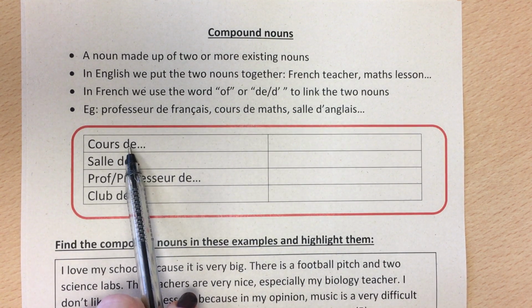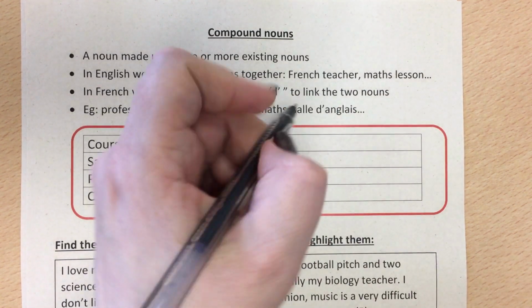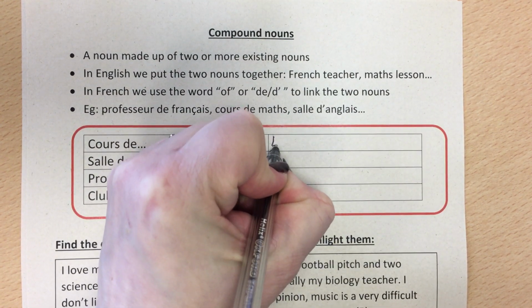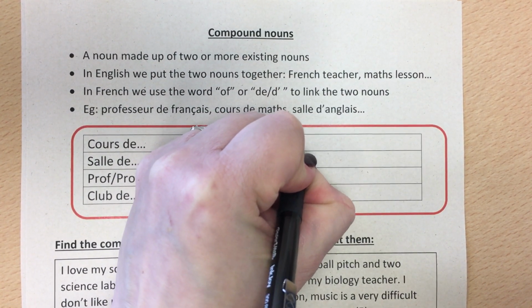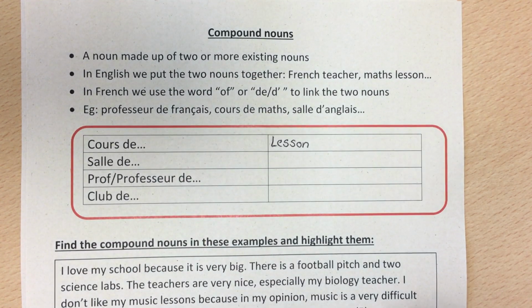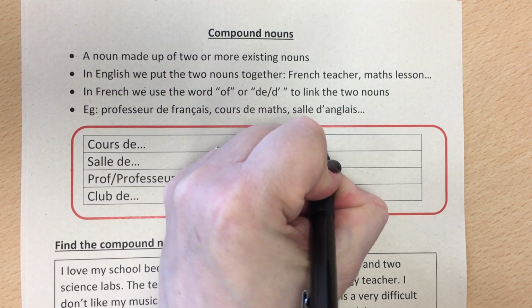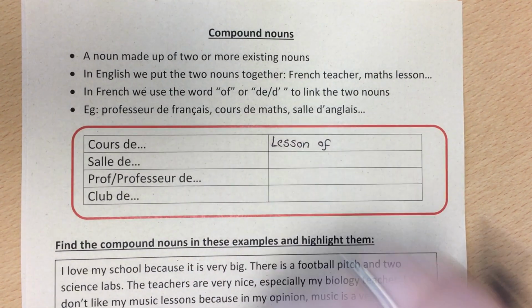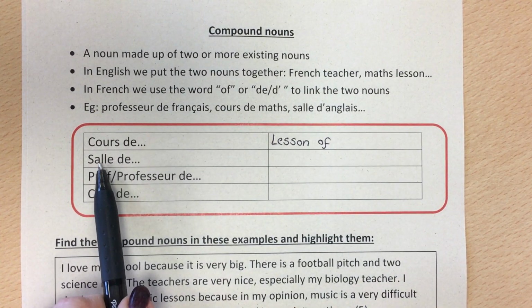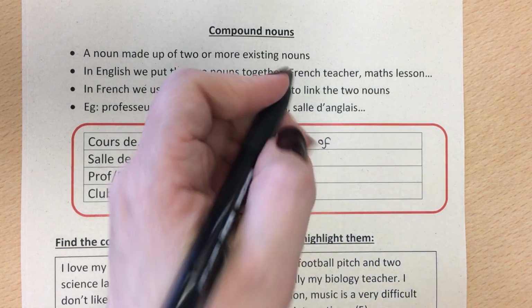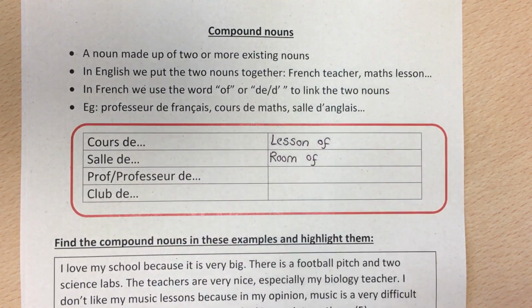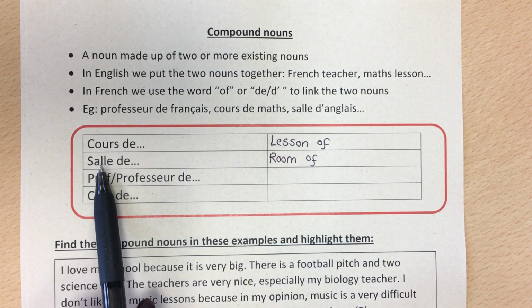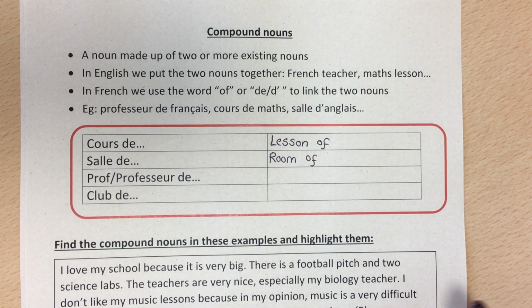Here we've got the phrase cours de, meaning lesson of. So remember, a maths lesson or a French lesson or a music lesson would be a compound noun because it's made up of 2 nouns, the noun lesson and the word French, French lesson. In French, we would need to say lesson of and then put our second noun after. Salle de, meaning room of. So again, if you want to say that you eat your lunch in the music room, you are going to need to say room of music in French to create that compound noun, that new noun made up from 2 separate nouns.